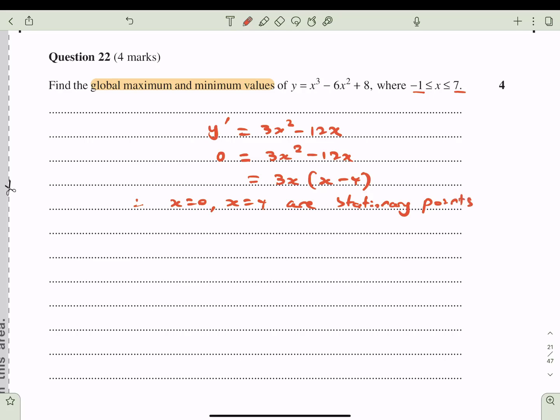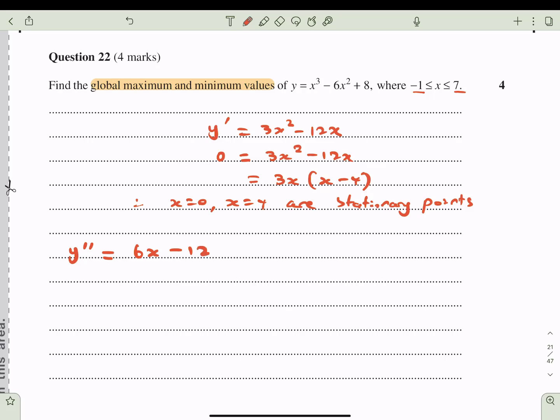After this, we need to find the nature of my stationary points, whether they are maximum or minimum. And there are two ways to do this. The first way is a sign table. And the second way is using the second derivative. Now, for this question, the second derivative is pretty easy to find. So in my opinion, I think the second derivative is a little bit better to use. But obviously, if you want to use a sign table as well, that's completely okay. But y double dash is equal to 6x minus 12.